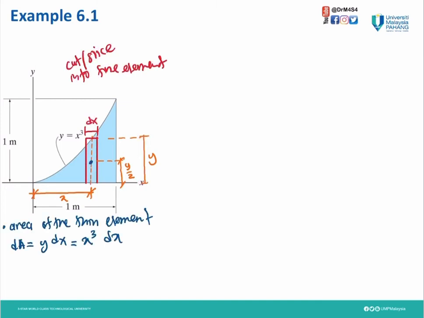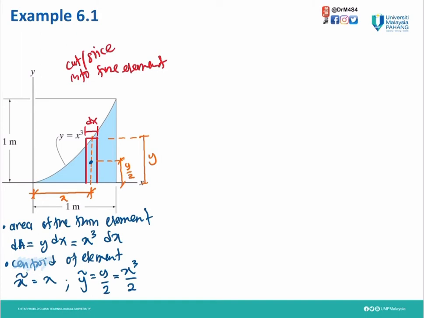So with this small pink rectangular area, we can find the area for that element, which is dA equal to y times dx. We know our y is x cubed, therefore dA is x cubed dx. So we define the area for that thin element. Now we need to find the centroid for this thin element.